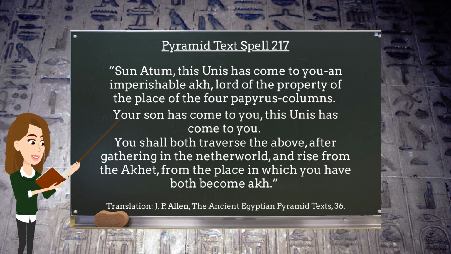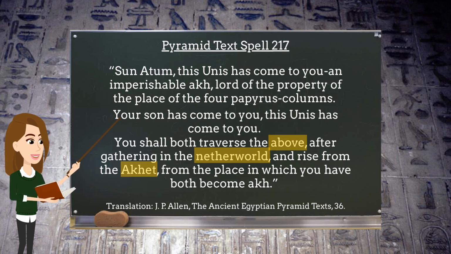This spell highlights the interaction between the king and the god, and it mentions different realms including the above, the netherworld, and the Akhet, which was a liminal space between the netherworld and the visible horizon. Hopefully, these two spells help to illustrate the complexity of this funerary literature.